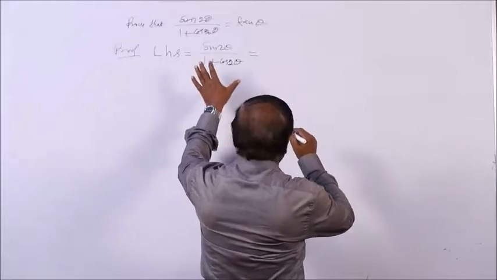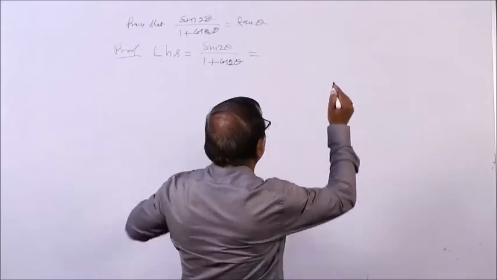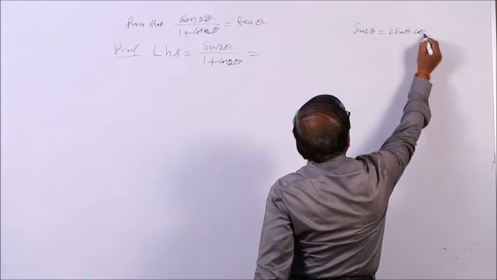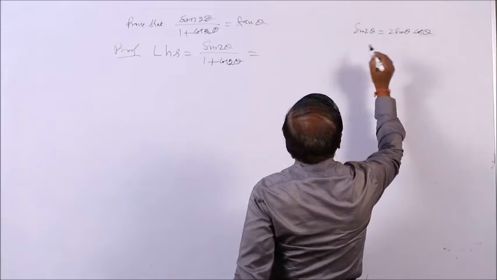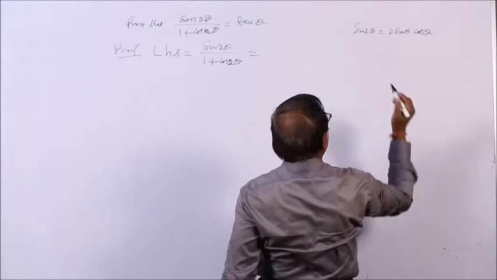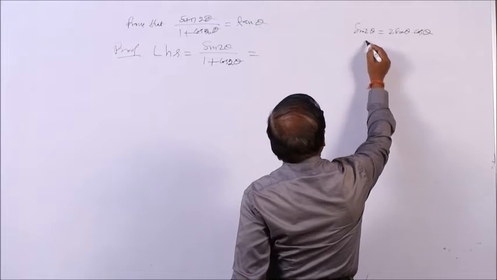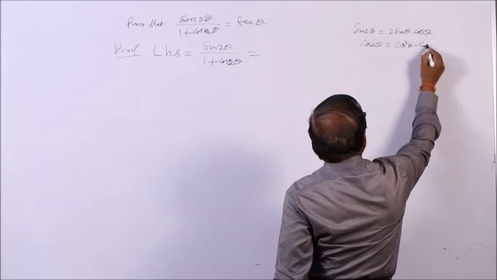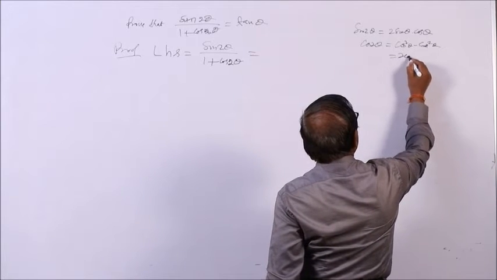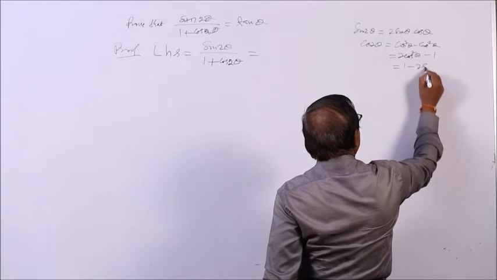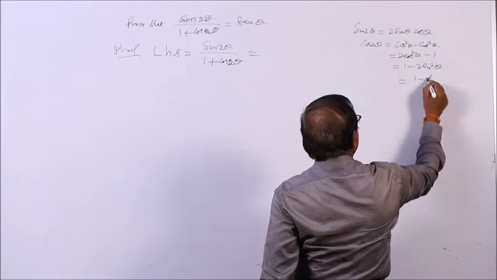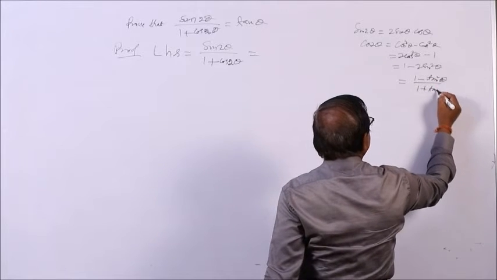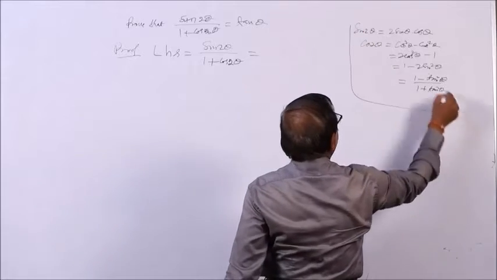See, you should not be harassed. Sin 2 theta, I know the formula. What is that? Sin 2 theta is 2 sin theta into cos theta. Please, you have to remember this. And 1 plus cos 2 theta, just now I have told, cos 2 theta has many formulas: cos square theta minus sin square theta, or 2 cos square theta minus 1, or 1 minus 2 sin square theta, or 1 minus tan square theta by 1 plus tan square theta. So, these formulas you have to remember.